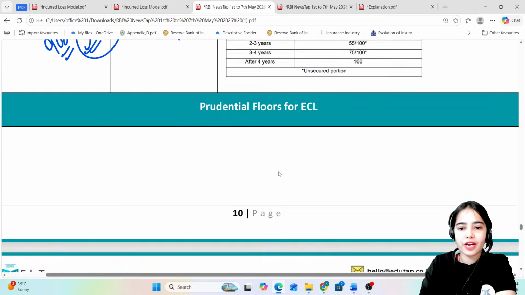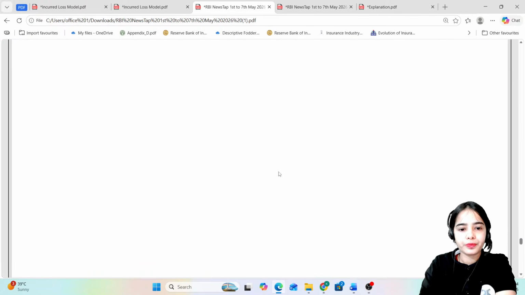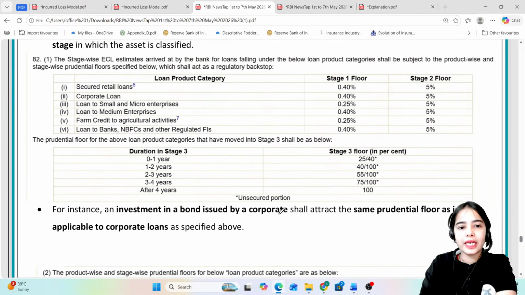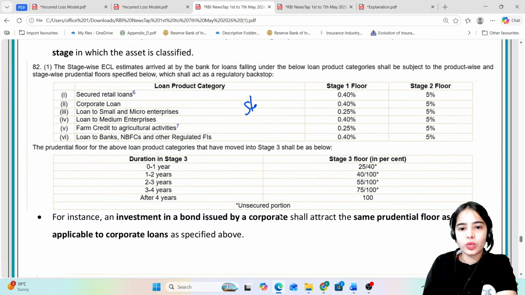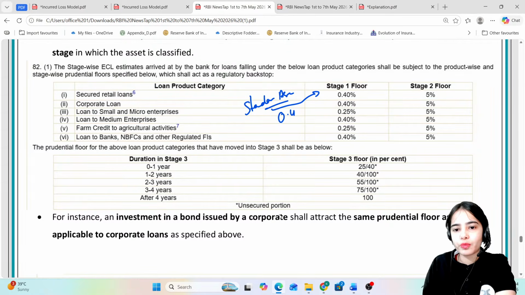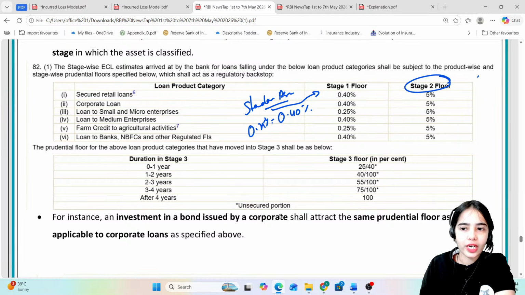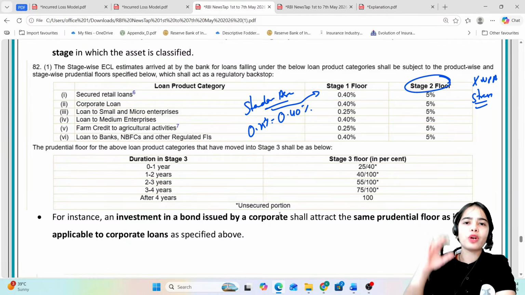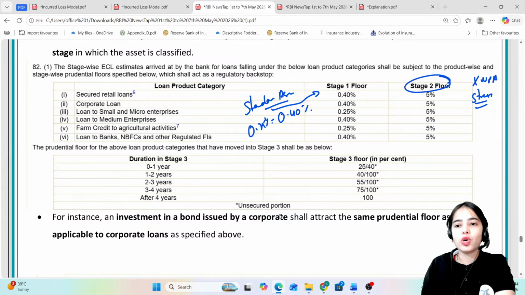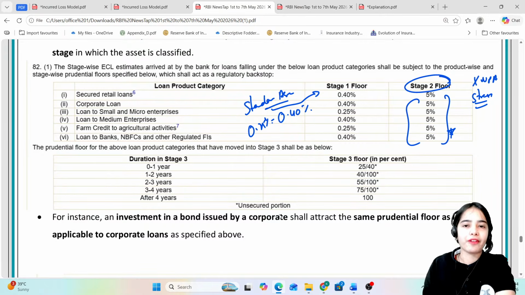Now how do the provisions have to be maintained? As I've shown you, in the initial period when the loan is a standard asset, in stage 1, the provisions are from 0.25% to 0.40%. In stage 2, when the NPA has not happened but some stress is identified, that for 30 days the payment is overdue, not 90 days but 30 days, 5% of provisions have to be maintained.